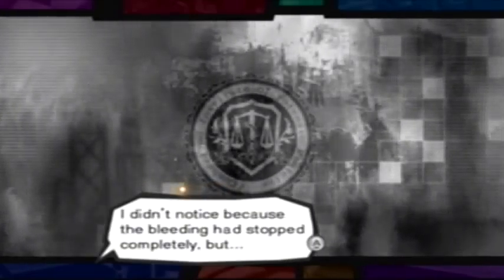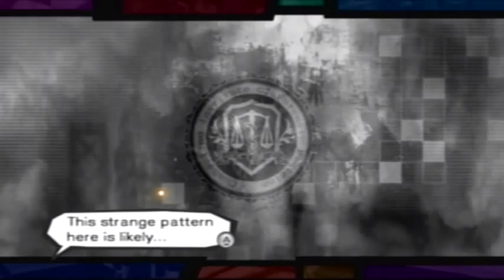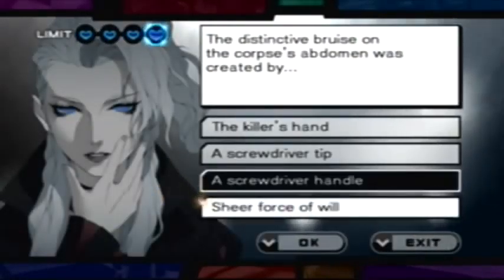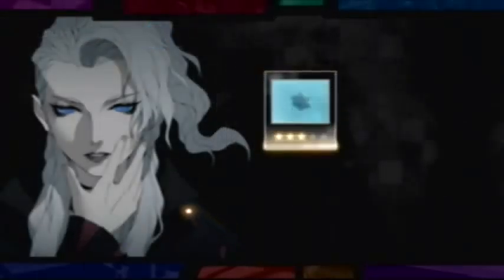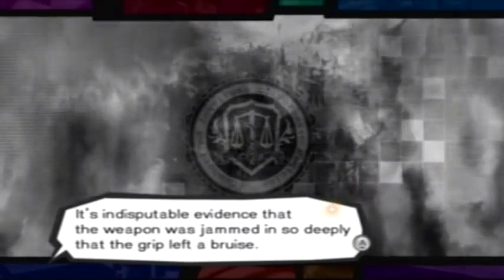Yes. These pieces of information are hiding an important fact. I didn't notice because the bleeding had stopped completely, but this isn't a bruise. It's a stab wound. This strange pattern here is likely... Yes, that's right. It's indisputable evidence that the weapon was jammed in so deeply that the grip left a bruise.